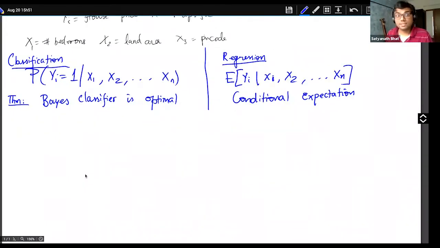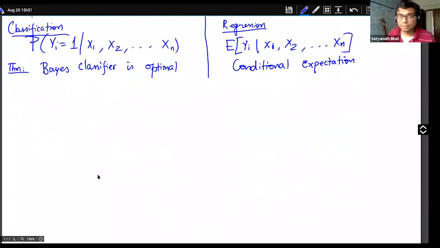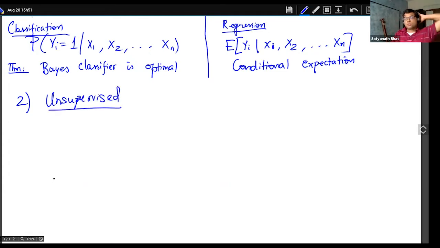So let's look at some unsupervised learning algorithms, right? The second category is unsupervised learning. So here, what is meant by unsupervised? What you are given is data. You are just given data. You don't know anything else about it. So using the data, you would like to arrive at some patterns.